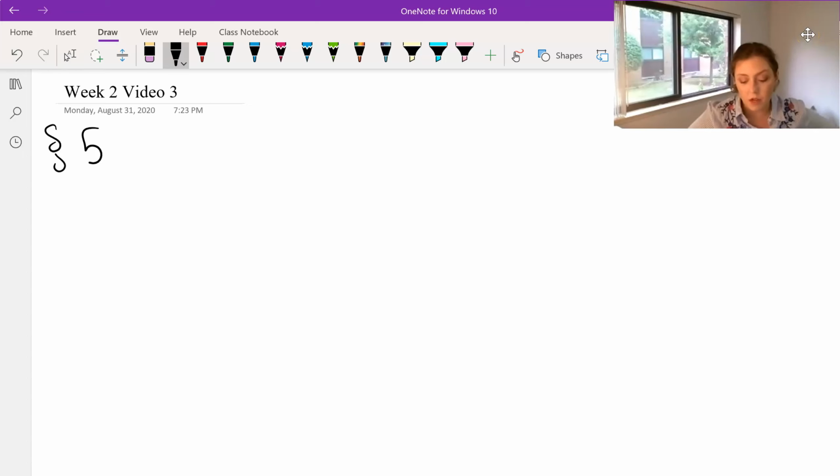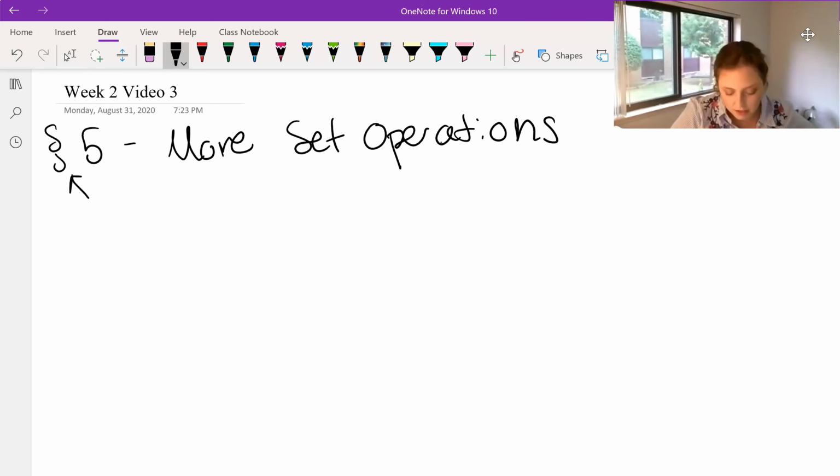Everyone. We're going to do section 5, more set operations. Oh, and this symbol just means section. Yeah, fun fact, one of my favorite professors from undergrad always wrote those.